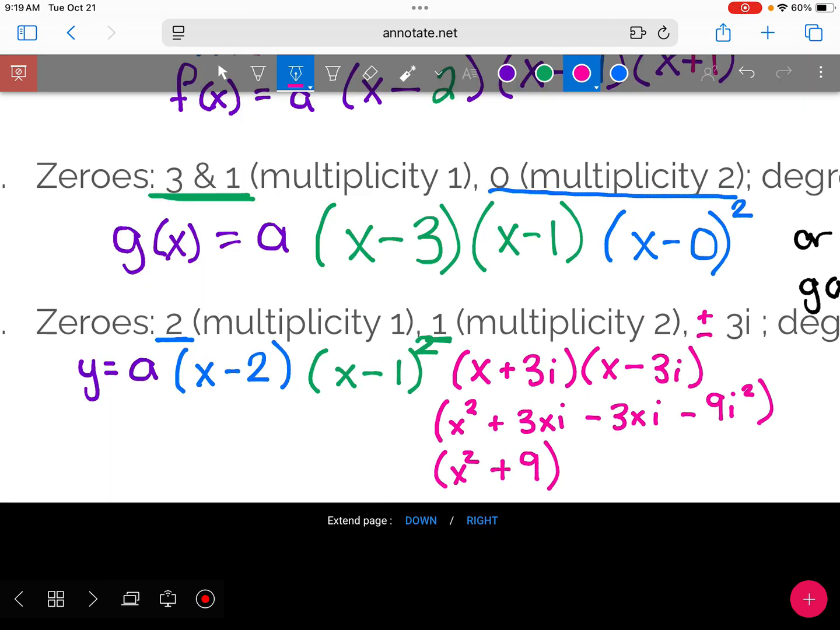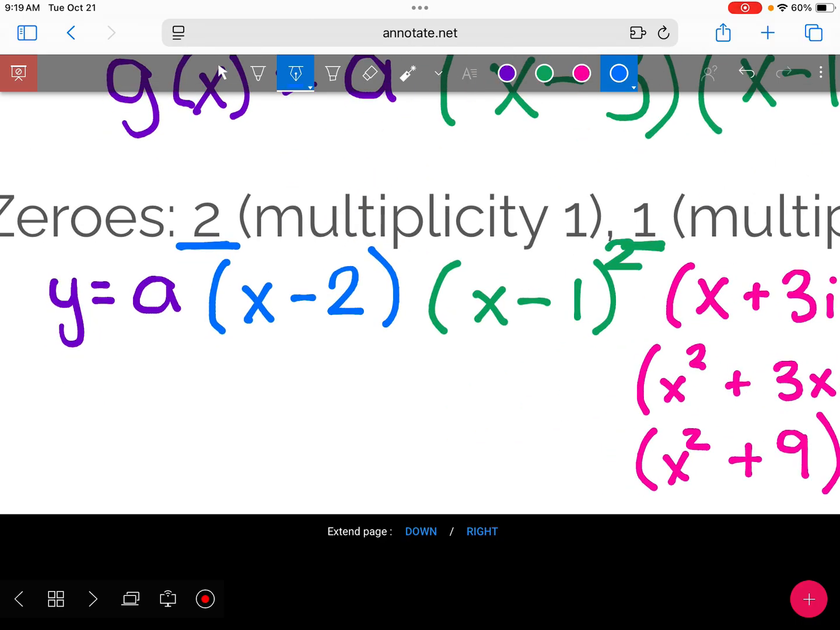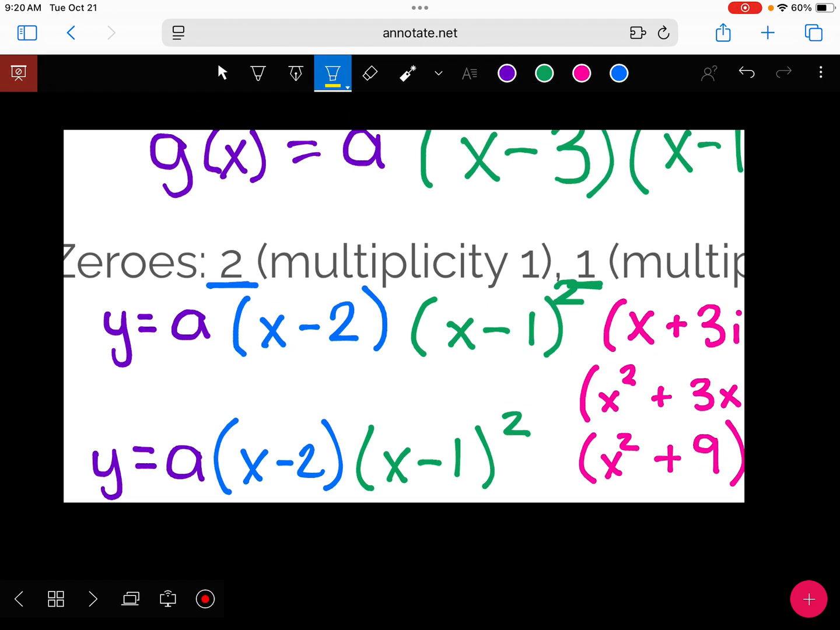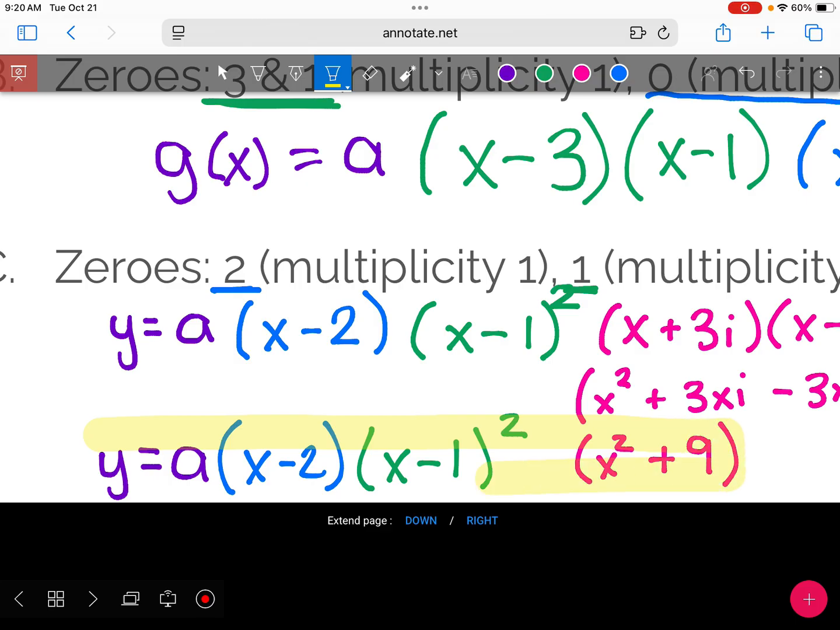So this whole equation written in its factored form, we would write this as our y equals a times x minus 2, x minus 1 squared times x squared plus 9. When we're writing it as a factored form polynomial, we don't want any complex numbers still in it. So that would be how we'd write our equation.